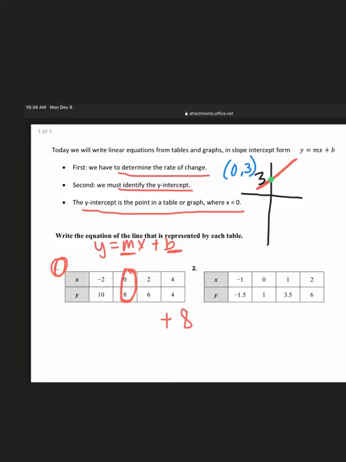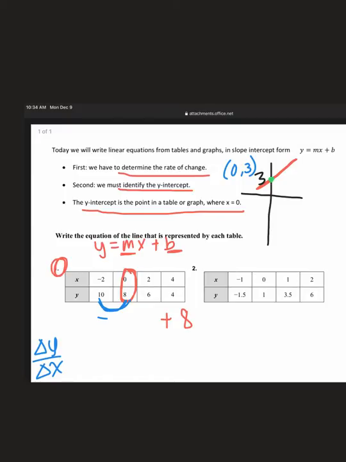Now, by now, we should all understand that the rate of change is the change in y over the change in x. Everybody agree? So, what's the change in y here from there to there? How much is it changing by? That's 2. It's increasing by 2, right? Again here, increasing by 2. So, our change in y is 2.